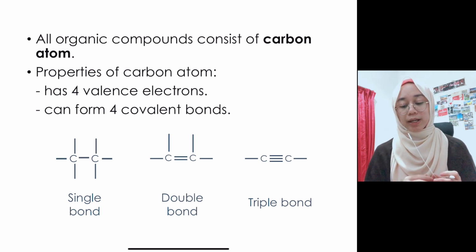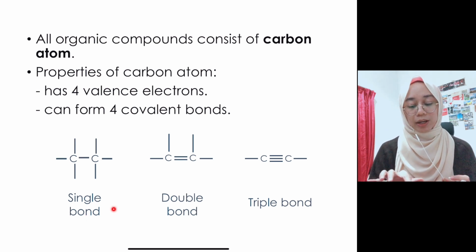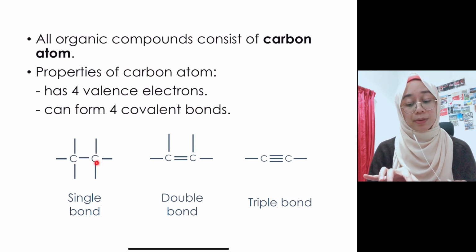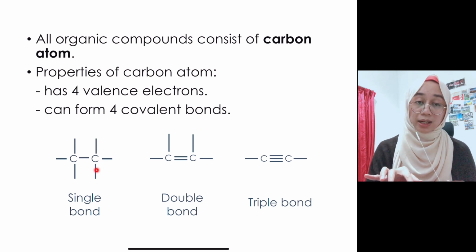As you can see the example for single bond here, each carbon here only consists of single bonds. How many single bonds? 4 single bonds. So ada 1, 2, 3, 4. Sama juga dengan this carbon, it has 4 covalent bonds juga, 4 single bonds.